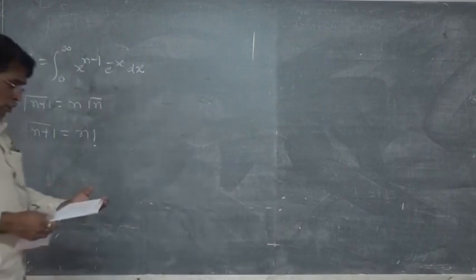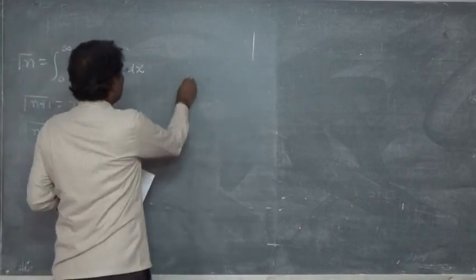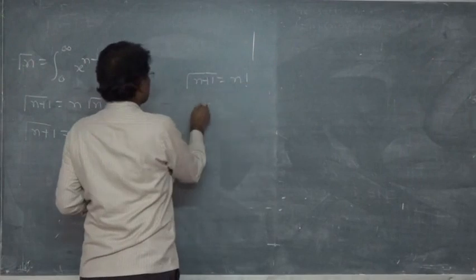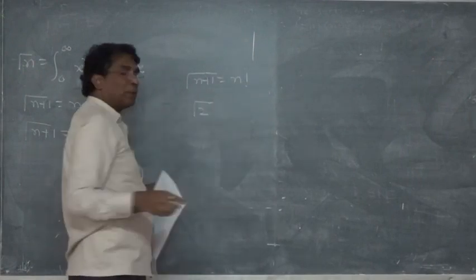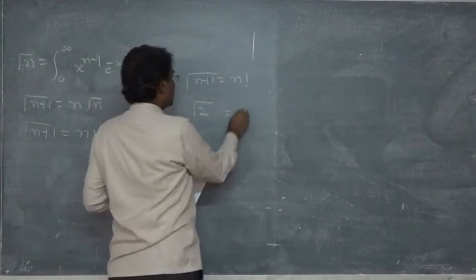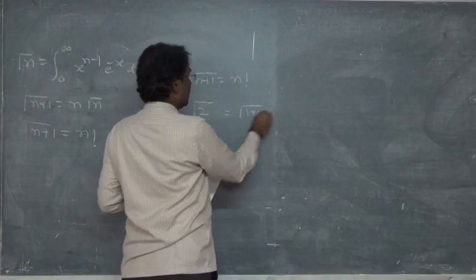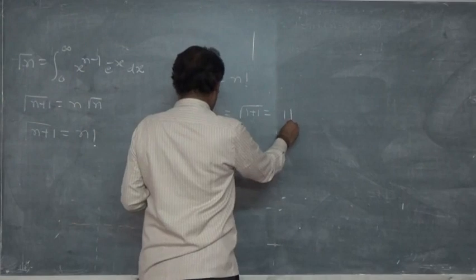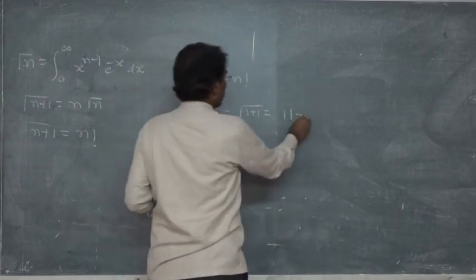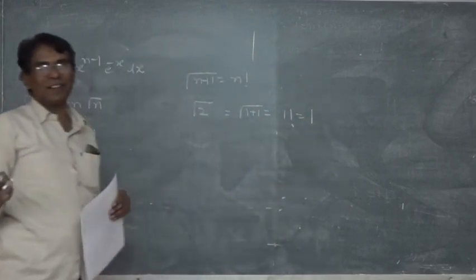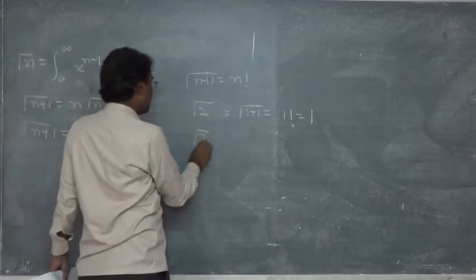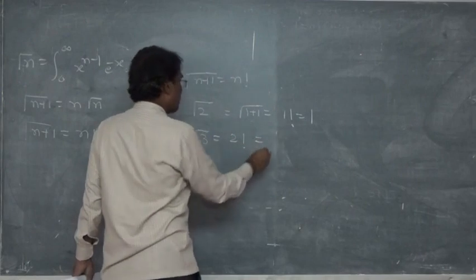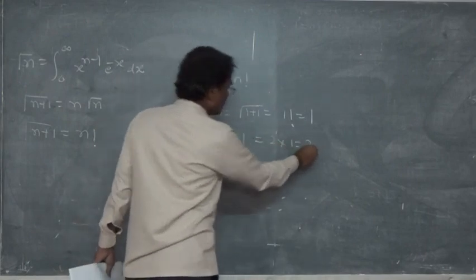So now based on this one, I can say, if gamma n plus 1 is equal to n factorial, suppose if I ask you what is the value of gamma 2, gamma 2 can be written as gamma 1 plus 1, n plus 1, n is 1 here. So this is how much? 1 factorial. So the value of gamma 2 is 1. Similarly, gamma 3 is equal to 2 plus 1, means 2 factorial. Gamma 3 is 2 factorial, means 2 into 1 equal to 2.